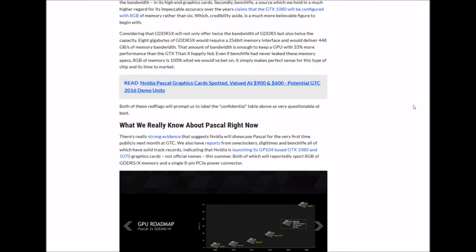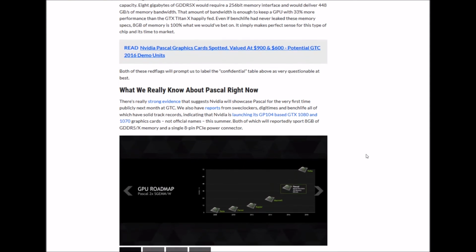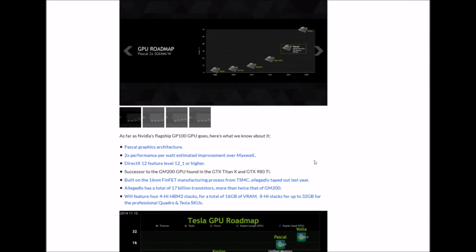What we really know about Pascal: there's strong evidence that suggests Nvidia will showcase Pascal publicly for the first time next month at GTC, which we have reports from Speed Clockers, Digitimes and Benchlife, all of which have solid track records, indicating Nvidia is launching the GP104-based 1080 and 1070 graphics cards, not official names, this summer, both of which will support 8GB of GDDR5X memory and a single 8-pin PCIe connector.